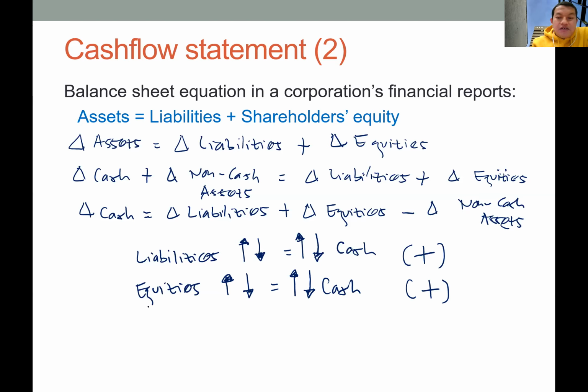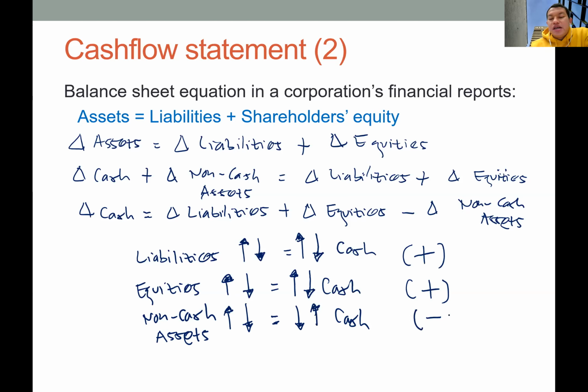Lastly, if we see changes in the non-cash assets or non-current assets, if this is increasing, it means the company used the cash to purchase more non-cash assets. So the cash should be decreasing. And if the non-cash assets are decreasing, it means the company sold some of the non-cash assets for cash. So the cash should be increasing. So this is a negative relationship.